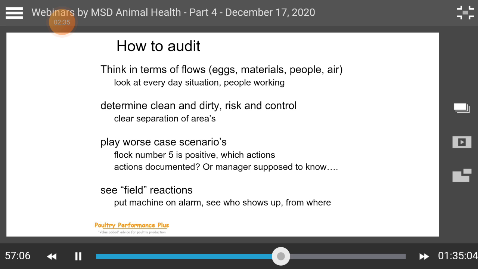And see the field reactions. Put the machine on an alarm and see who shows up. The guy who is stumbling in is just coming from the waste area where he was dumping the waste. That's not the guy that you want to see there without changing boots or even coveralls.